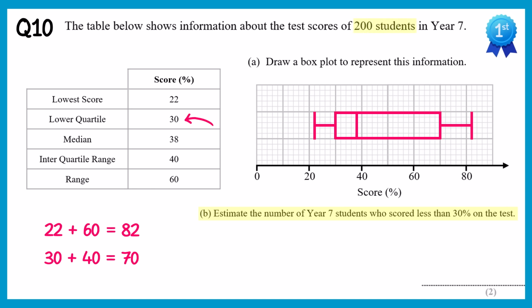In total, there were 200 students mentioned in the question, so we just need to find 1/4 or 25% of 200. We can do 25% of 200 by dividing 200 by 4, which will give you 50. So the answer to this question would be 50.